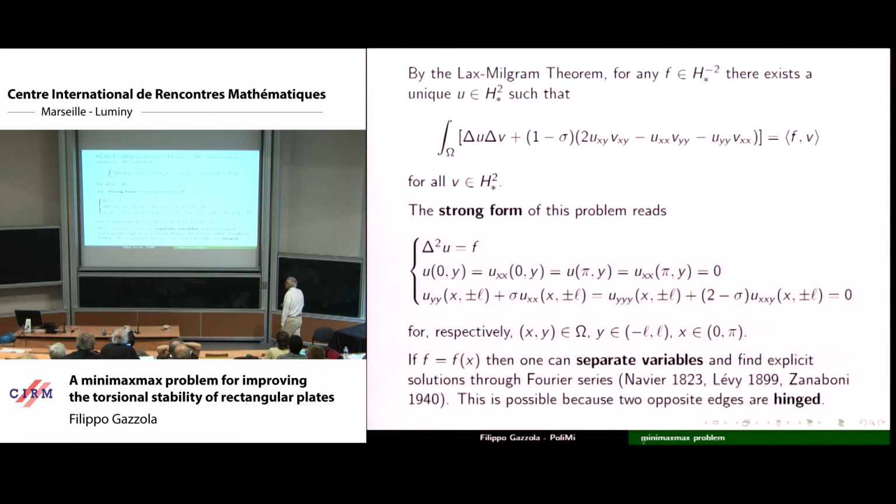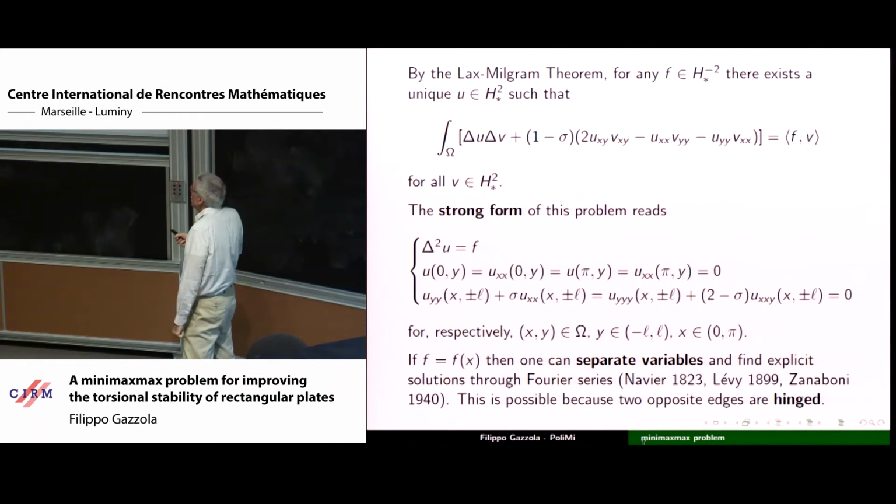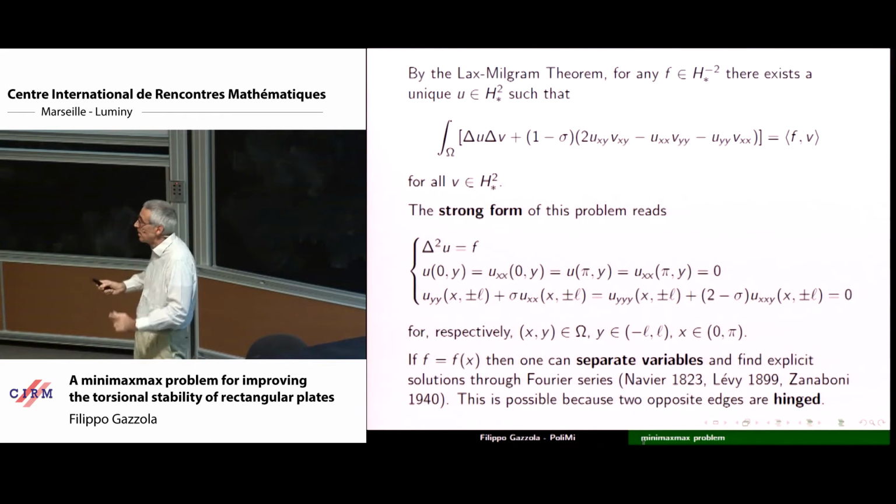Okay, this is not so bad, because there is a good way to tackle this problem, in particular if F does not depend on Y, since the dependence on Y is very small, because Y itself is small. You can separate variables and find an explicit solution through Fourier series. And this is because you have two opposite edges hinged.